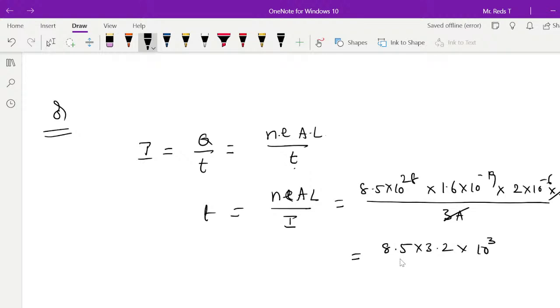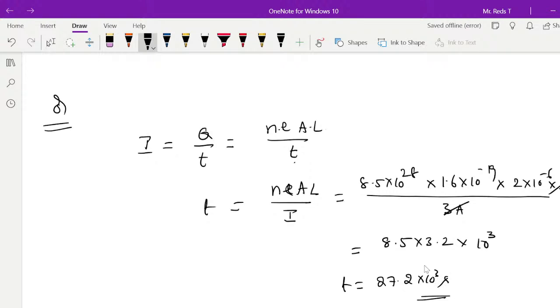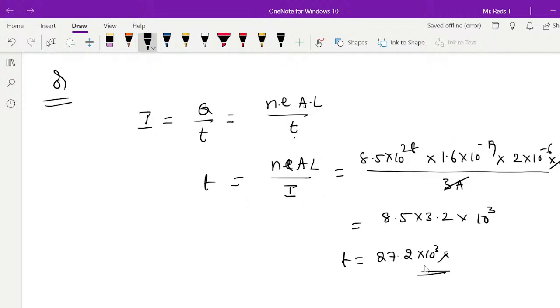So 8.5 into 3.2, you shouldn't use a calculator; you have to do it without using calculators. 8.5 into 3.2 is equal to 27.2 into 10 to the power 3 seconds, the time it takes to travel from one end to the other end. This is how we can calculate.